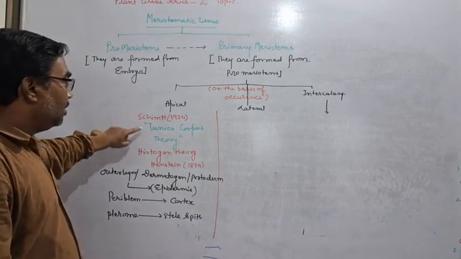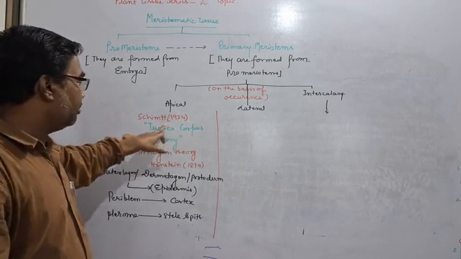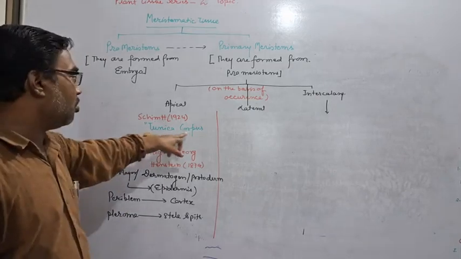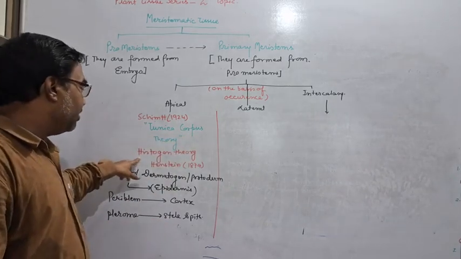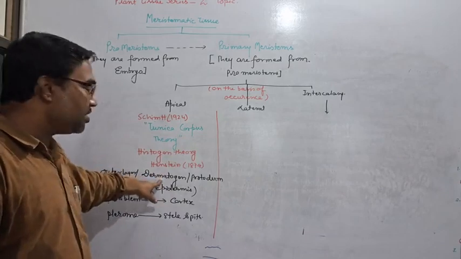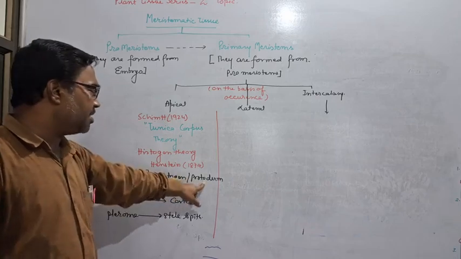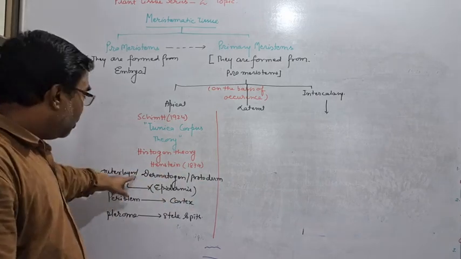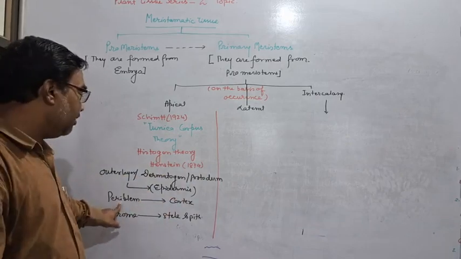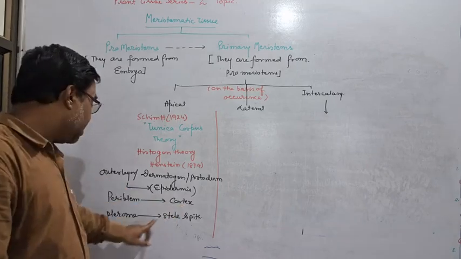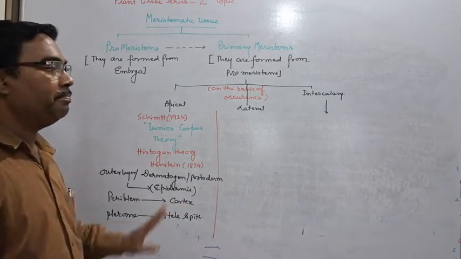Schmidt told that the first layer is tunica and the other layer is corpus. Tunica will form the epidermis and corpus will form the inner part. Now the histogen theory suggested that the first outer layer will be dermatogen. Today we know the name as protoderm. It will later form epidermis. Periblem is the middle layer which will later form cortex, and plerome is the internal layer which will form stele and pith.